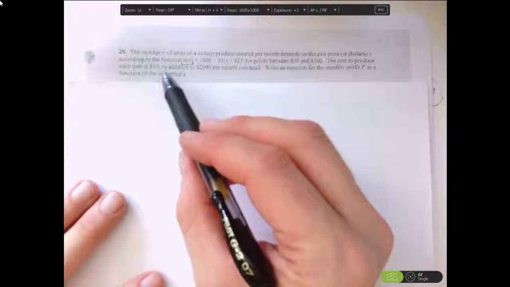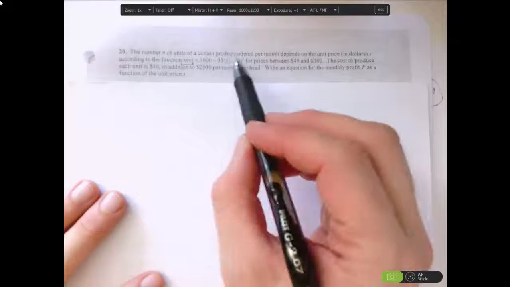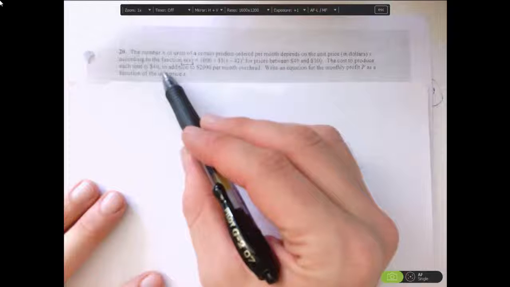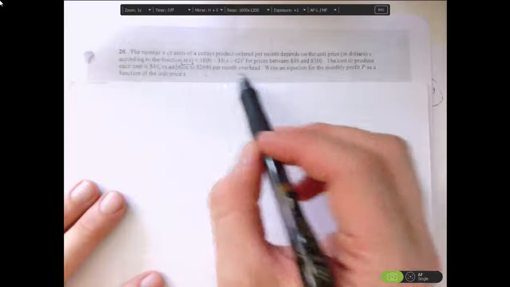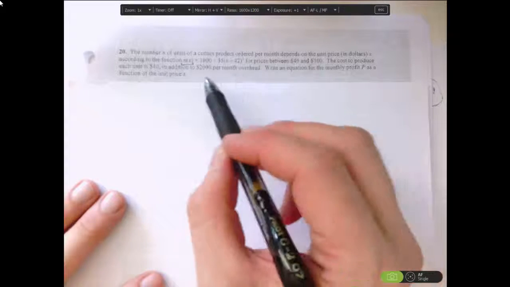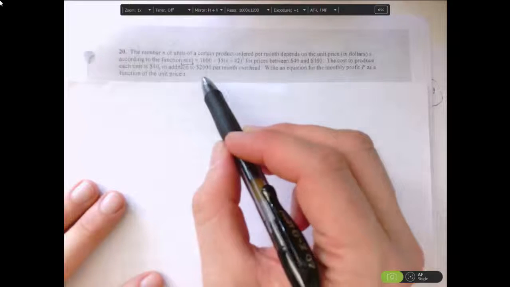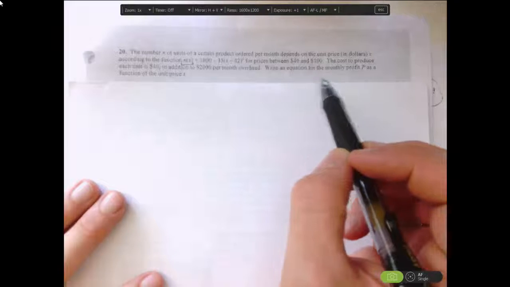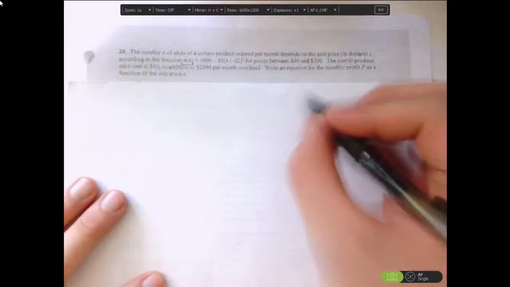Alright, the cost to produce each unit is $40. So let's think. x was how much I'm selling it for. $40 is how much it costs to make. And then there's $2,000 per month overhead. So that's just like a fixed cost that doesn't depend on how many units I'm making. Write an equation for the monthly profit as a function of the unit price. Alright, so I'm looking for a function p of x.